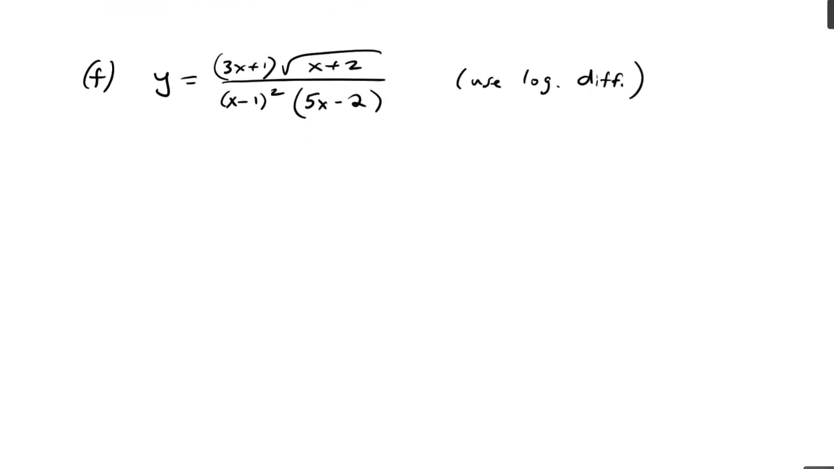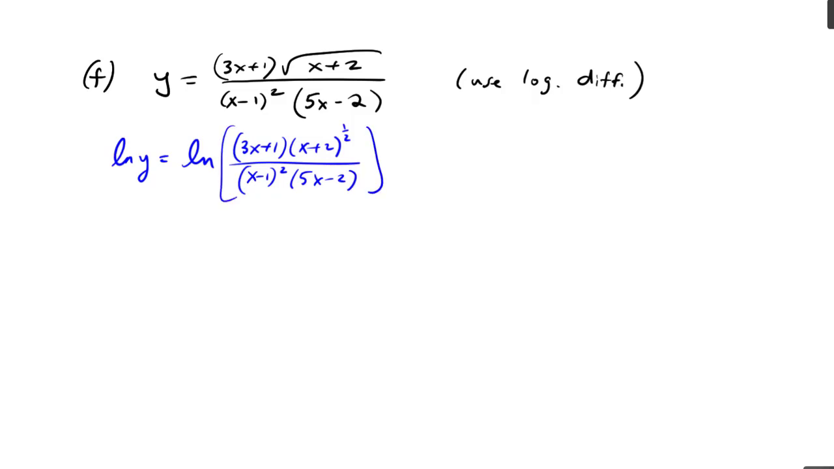Okay, so now I have a very complicated expression in y, and so I'm going to use logarithmic differentiation here because it's going to make it a lot easier. So I apply ln to both sides. So here I get 3x plus 1 times, I'll write it as x plus 2 to the 1/2 over x minus 1 squared, 5x minus 2.